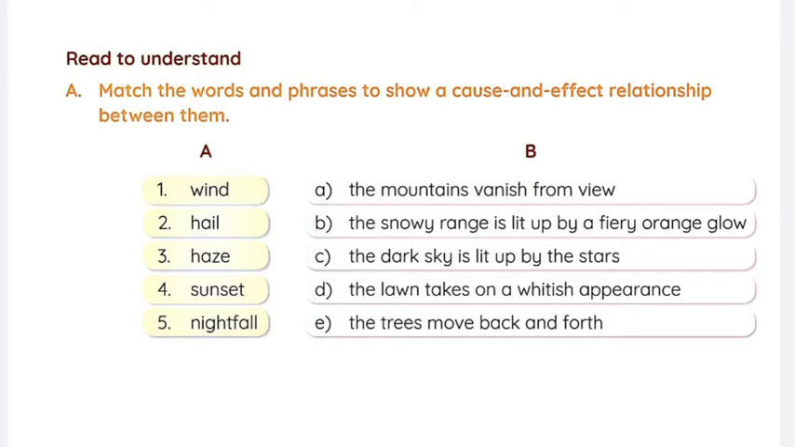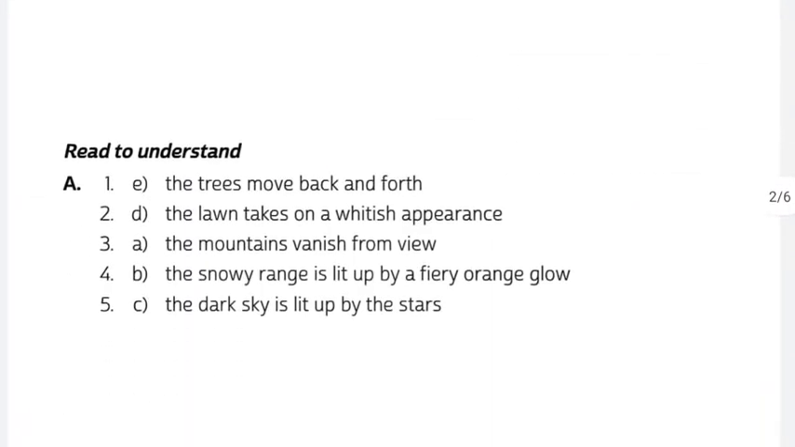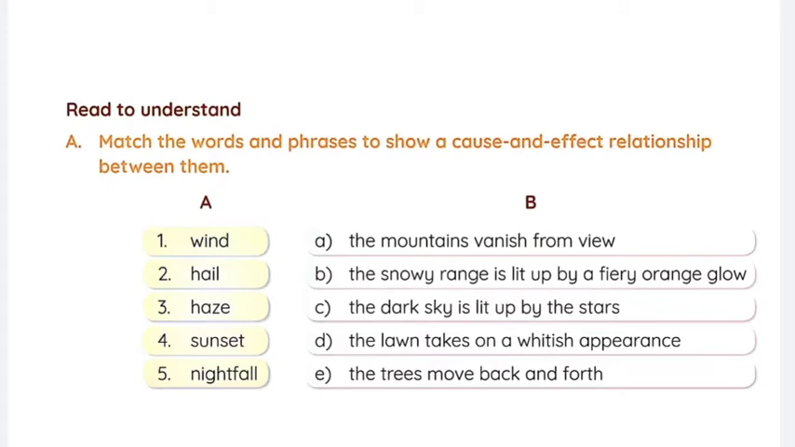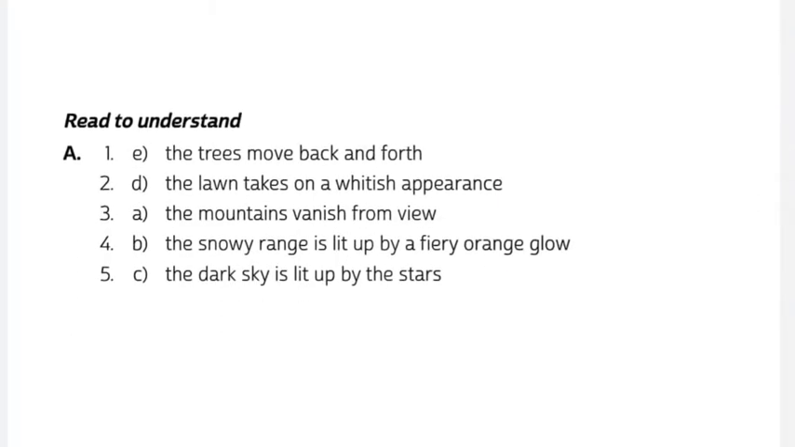So the first word is wind, W-I-N-D, wind. So by wind, what can we expect, children? Obviously the effect will be the trees move back and forth, and the answer is also the same. See, here we can find the trees. So the first one we have to match to E. The trees move back and forth. So that is the effect of the cause wind. And hail, and the consequence or the result will be D. The lawn takes on a whitish appearance because of the hail, isn't it children?